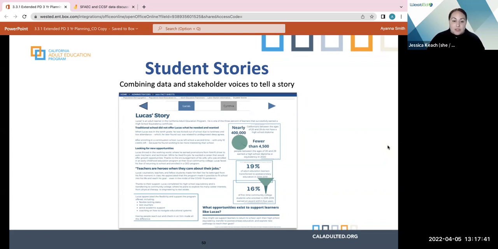He was particularly excited about career exploration and is considering programs from physical therapy to real estate. So Lucas said that he really appreciated the flexibility of his HSC program. And that included flexible testing dates, test vouchers, active support, and coaching for his academics. He was quoted as saying that teachers are heroes when they care about their jobs.